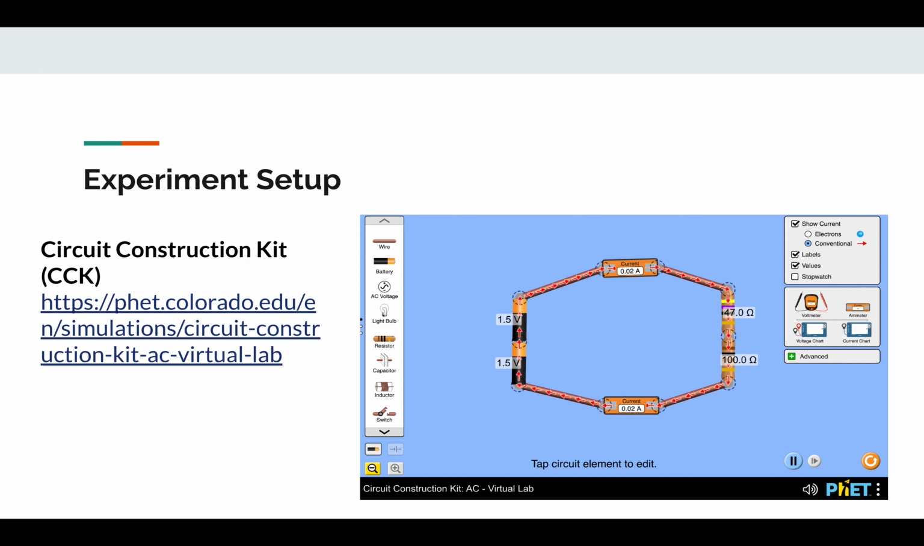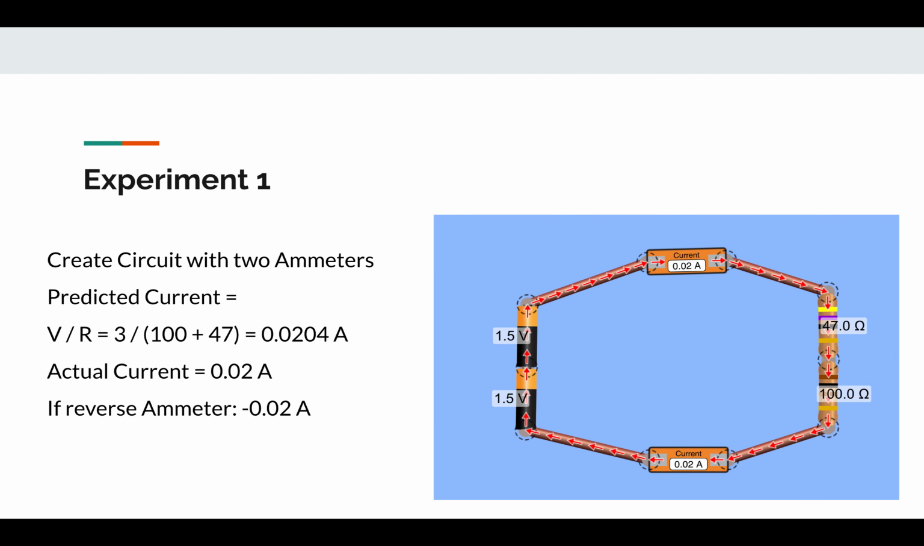For the experiment setup, we used CCK to build some circuits. In the first experiment, we hooked up this circuit, and we predicted the current to be 0.0204 amps, which matches the actual measured current. If the emitter is reversed, the value will be negative because the current would be flowing in the other direction.